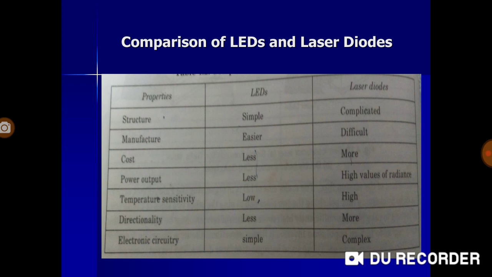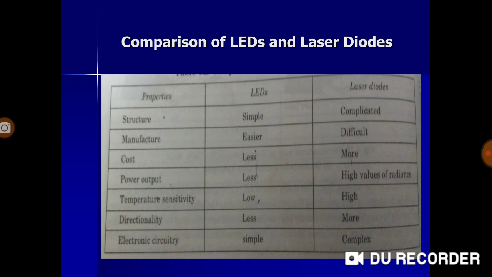Obviously the cost of a laser diode depends upon its specifications. At times it is very costly, so that the prices cannot even be compared to LEDs, but for simple operations laser diodes can be comparable to LEDs. Even then it is more expensive than an LED. Power output, as we just mentioned: LEDs have quite less output power as compared to laser diodes. Temperature sensitivity: LEDs are quite independent of temperature as compared to laser diodes. Laser diodes are very much dependent upon the temperature, the junction temperature particularly.